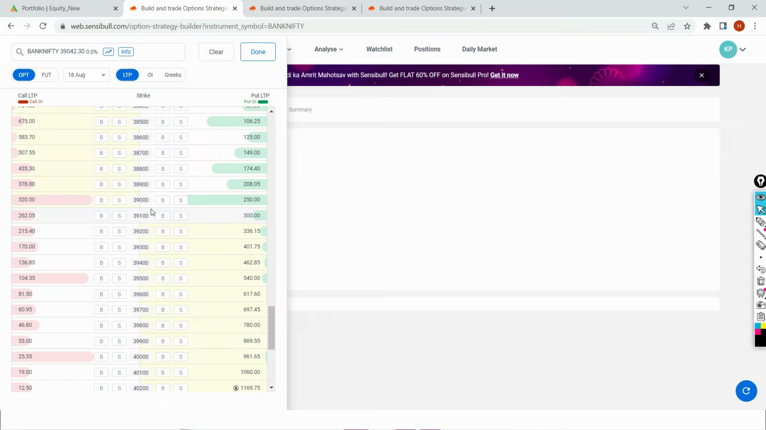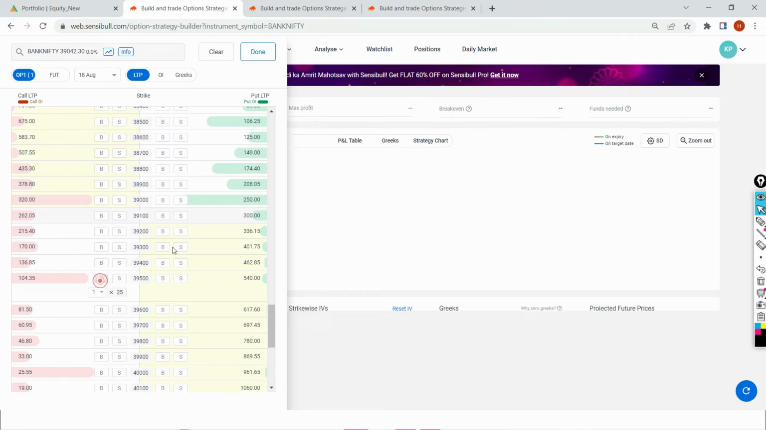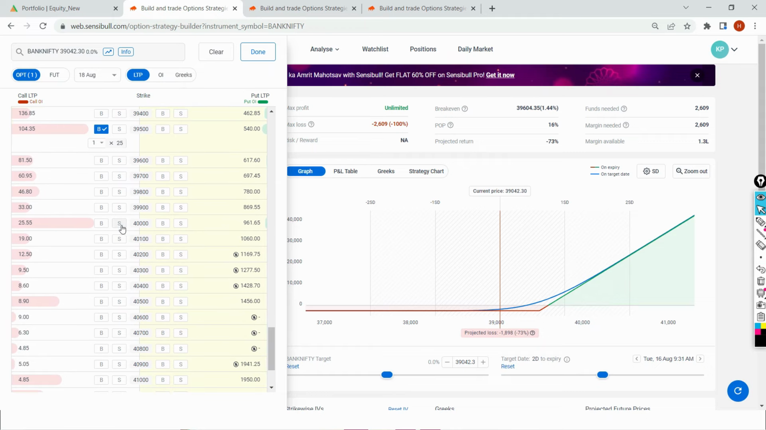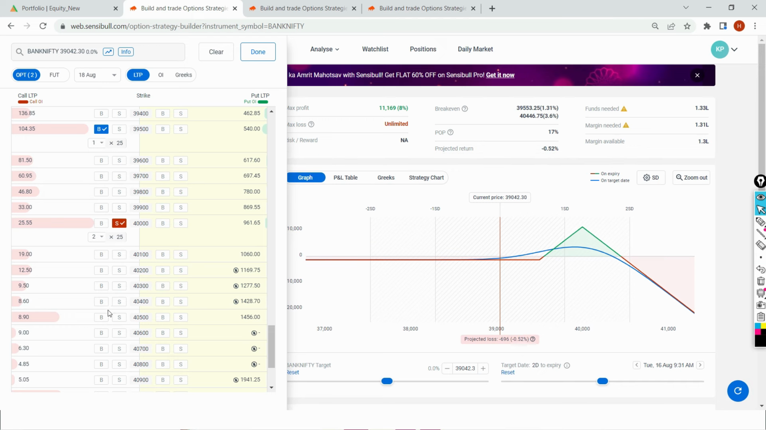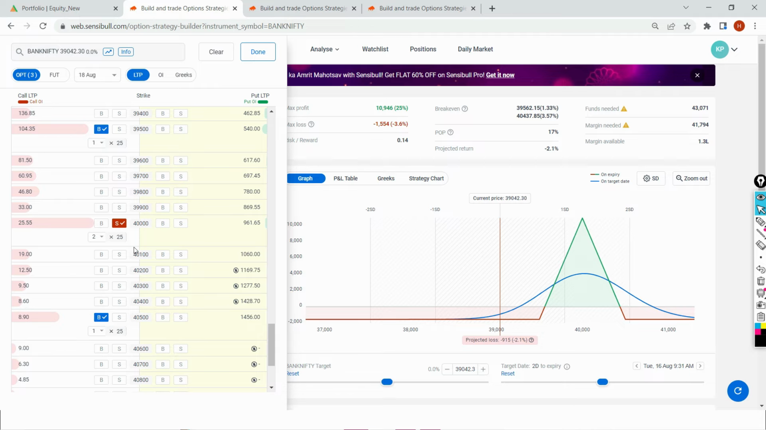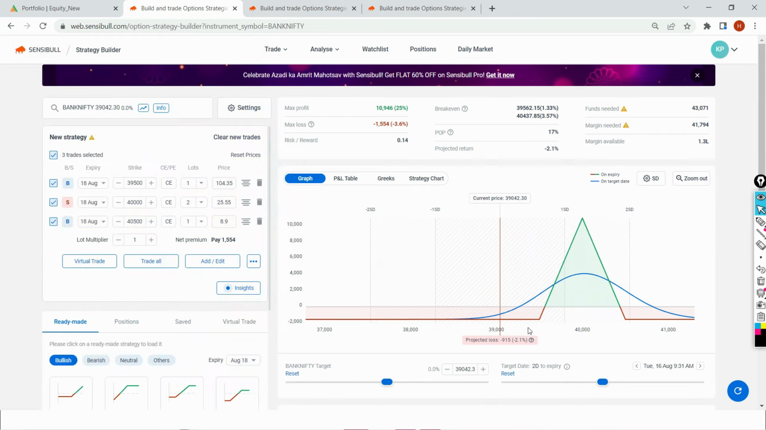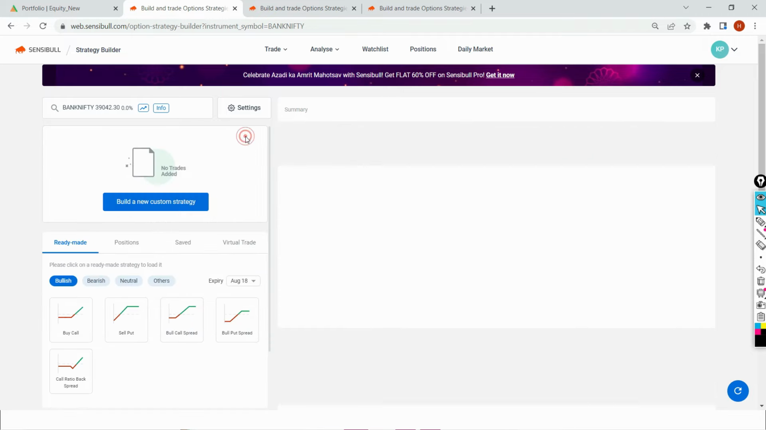So what I'll do, I'll go to 39,500 and buy, and then I'll go to 40,000 and sell 2, and then I'll maintain the equal distance, 500 distance, right? I'll go to 40,500 and buy, and this is my butterfly. This is a sort of directional butterfly. The market stands here, but my view, what did I say? I said sideways to bullish, right?